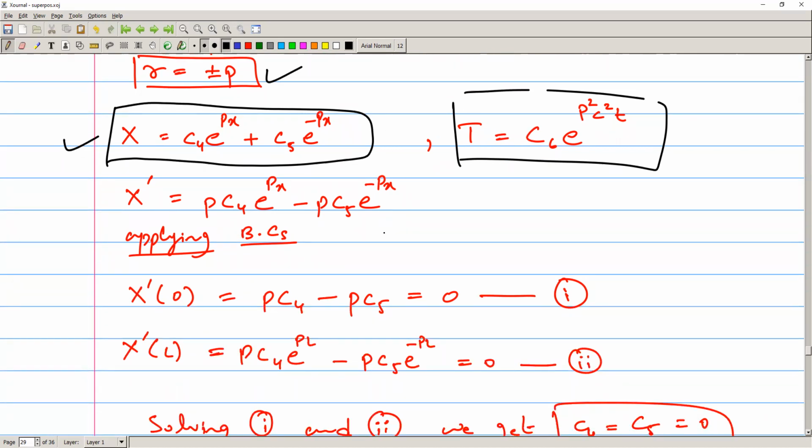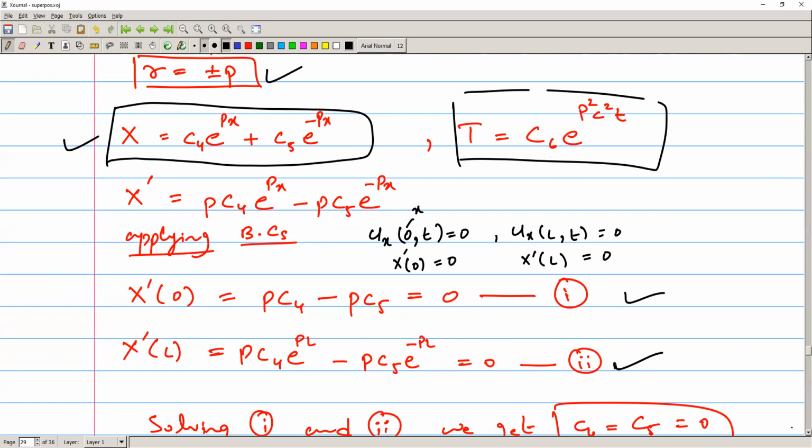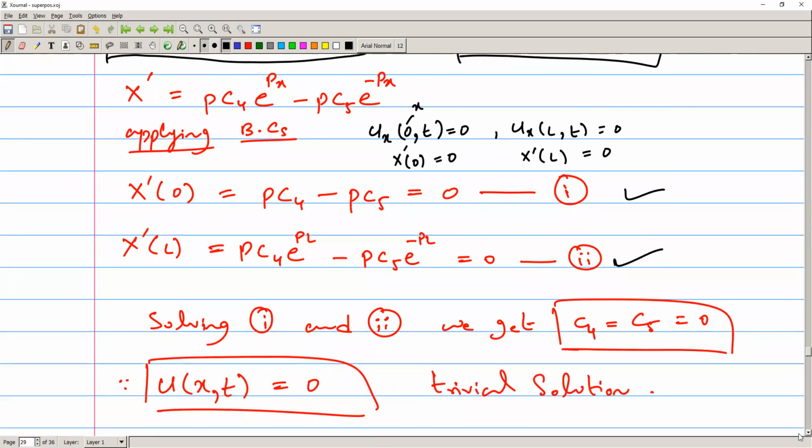The boundary conditions are given as ux of 0 comma t equals 0, which actually means that X prime of 0 equals 0, right? Because this refers to X. And then ux of L comma t equals 0, which means that X prime of L equals 0, right? So we'll apply the boundary conditions respectively, and we will get two equations, and we can solve these equations simultaneously.